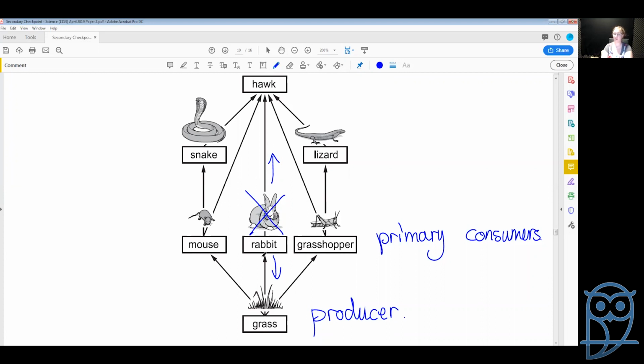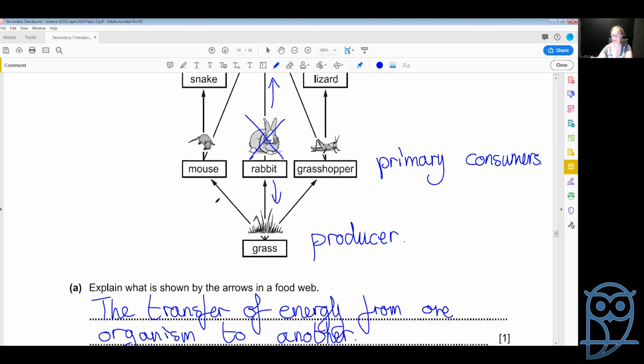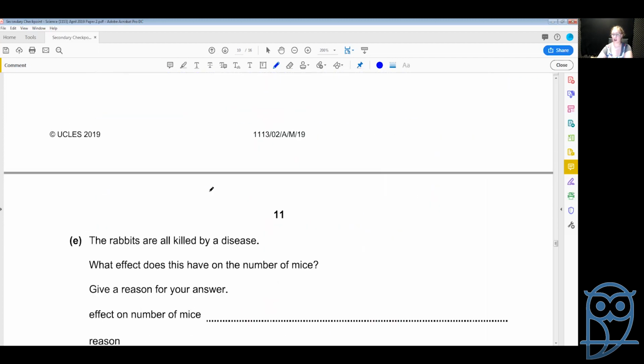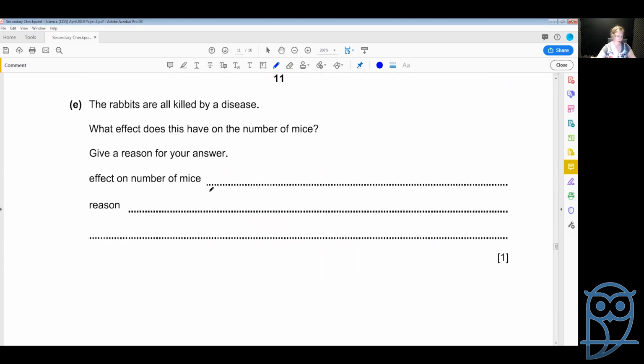Following this route, there's no more rabbits. What that means is that one of the hawk's biggest sources of food has now just disappeared. So the hawk is going to have to catch more snake, more mice, more grasshoppers, and more lizards. So if it's going to have to catch more mice, then the number of mice is going to go down. Hawks are carnivores, by the way. So we have two paths to follow. They are both correct. So our mark here is actually coming from our reason. So let's start with more mice.